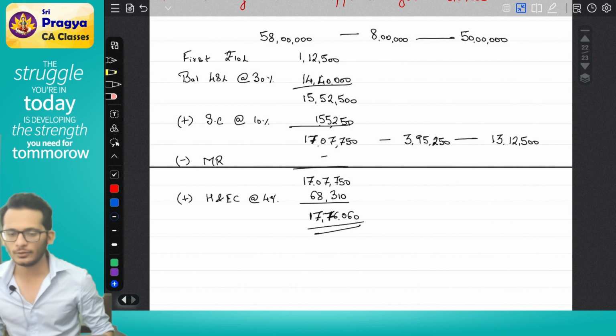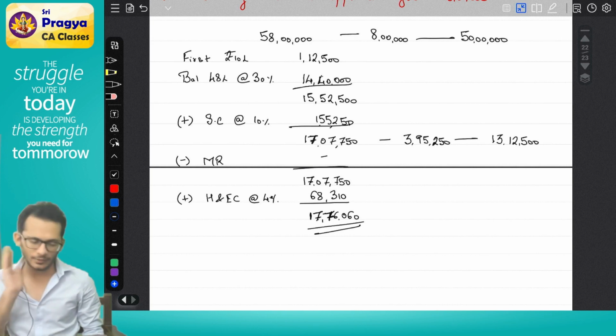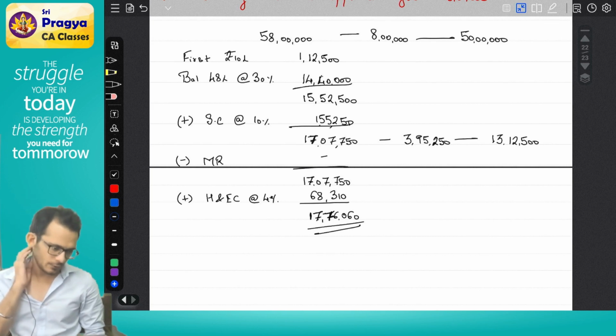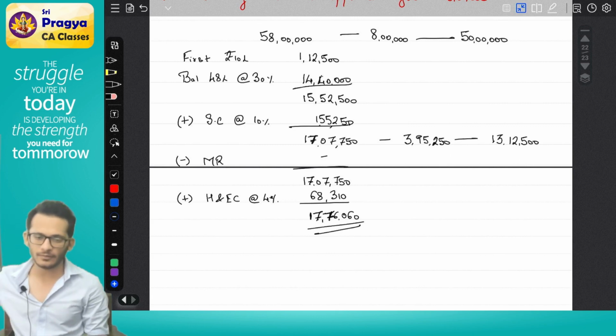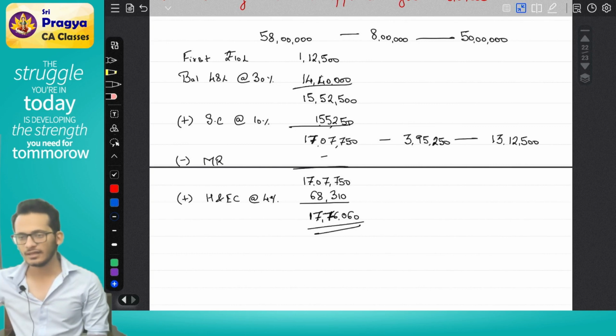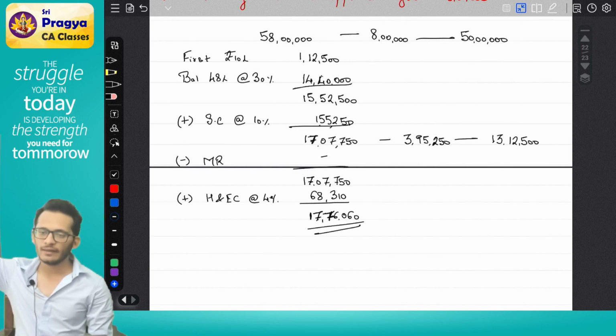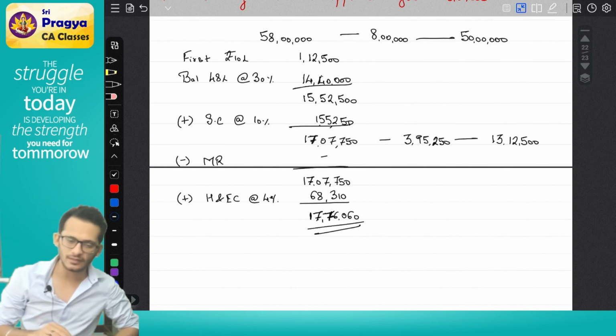Step number 1, compute tax for the actual income. Step number 2, compute tax for the nearest slab. From 58 lakhs, nearest is 50 lakhs. For 1 crore 1 lakh, nearest will be 1 crore. Yes, you have to compute tax for the nearest slab.